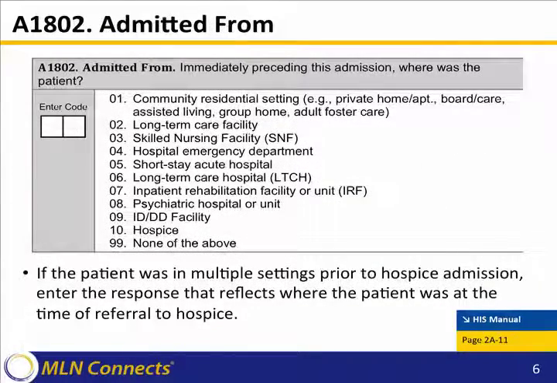On the next slide, we'll look at item A1802, which is on page 2A-11 of the HIS manual and reports where the patient was prior to the hospice admission. The response options for A1802 are very similar, but are not the same as the response options for item A0205.